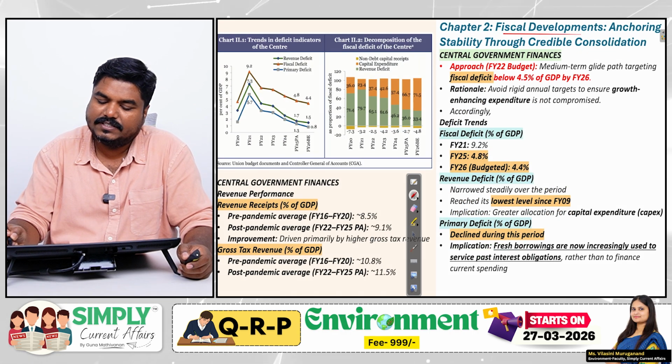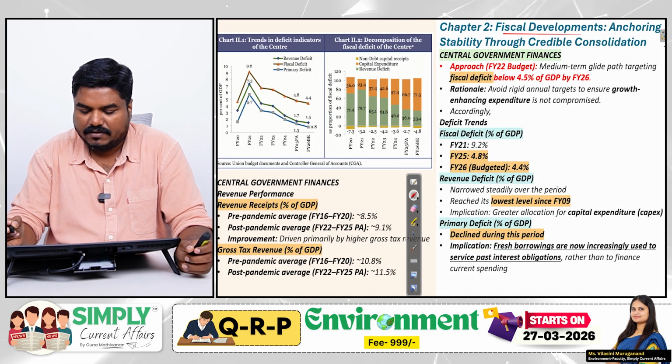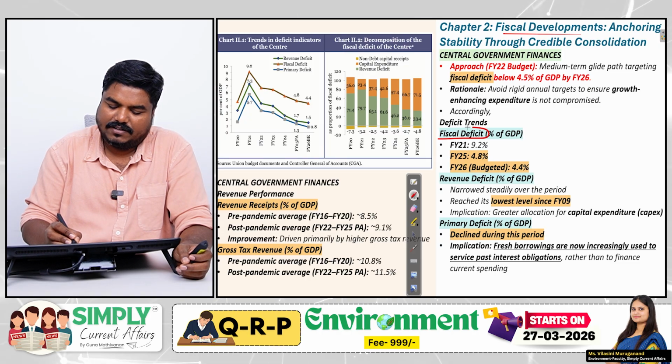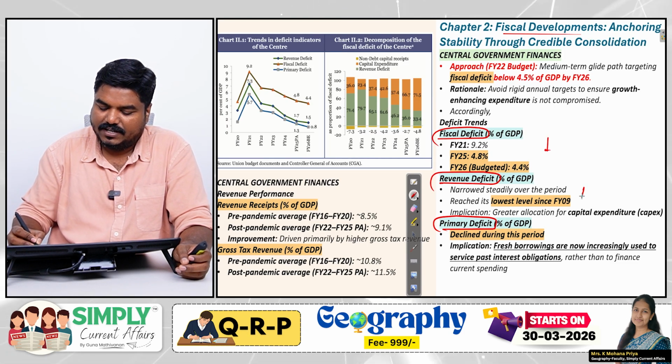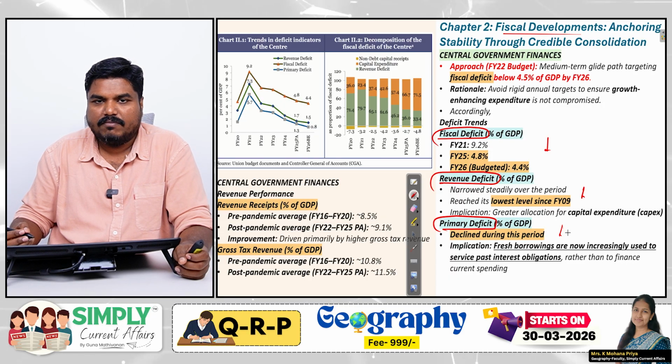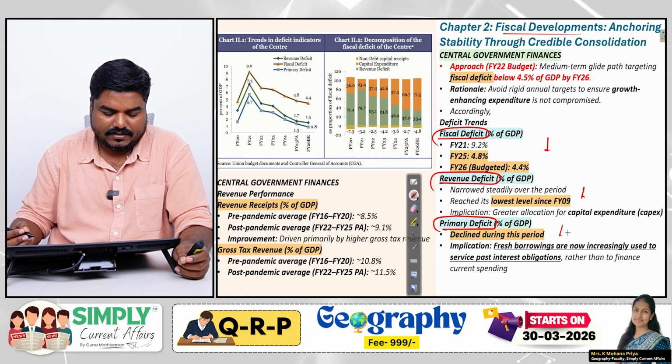Now we will move on to chapter 2. This is regarding the fiscal developments. The survey says that fiscal deficit, revenue deficit, primary deficit, everything is declining. We are able to see a significant fall in these indicators.